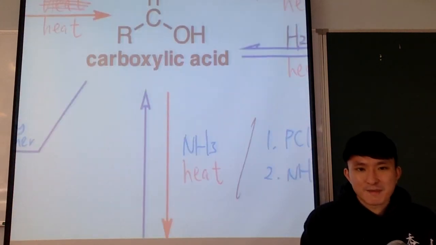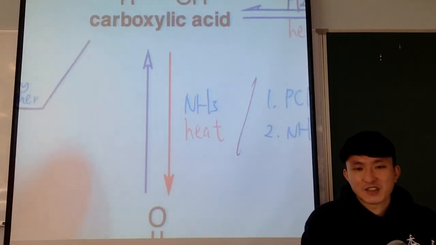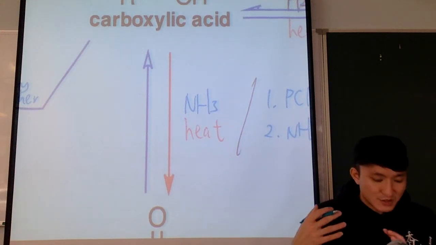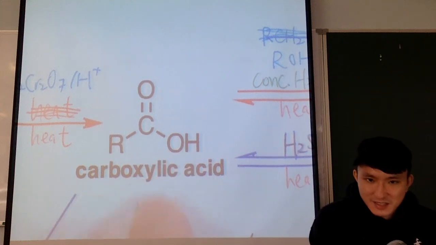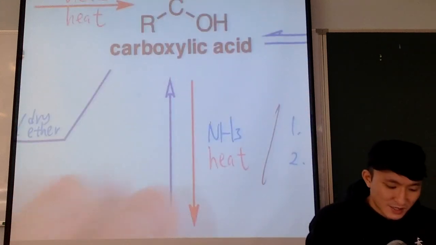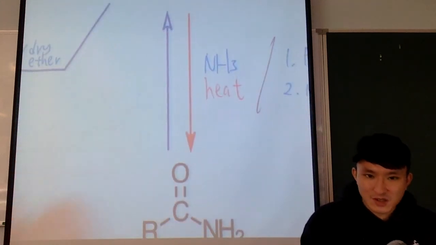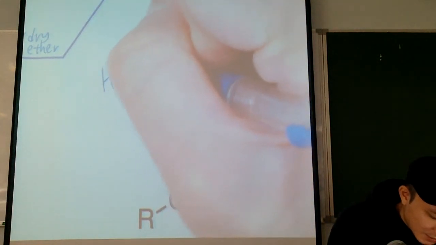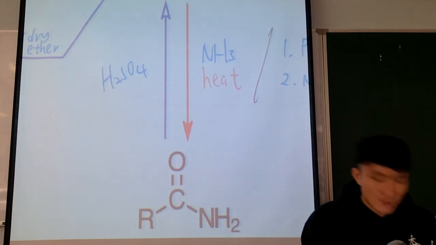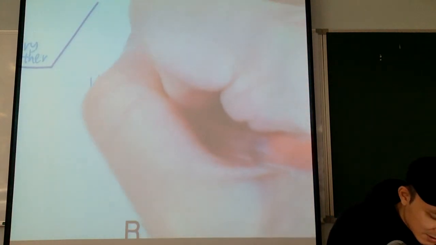So amide becoming carboxylic acid. Again, you can do acid hydrolysis or alkaline hydrolysis. But since we try to form carboxylic acid instead of carboxylate ion, that's why you do acid hydrolysis. Actually, both will do. So again, you can use an acid of your choice, and then you heat it.